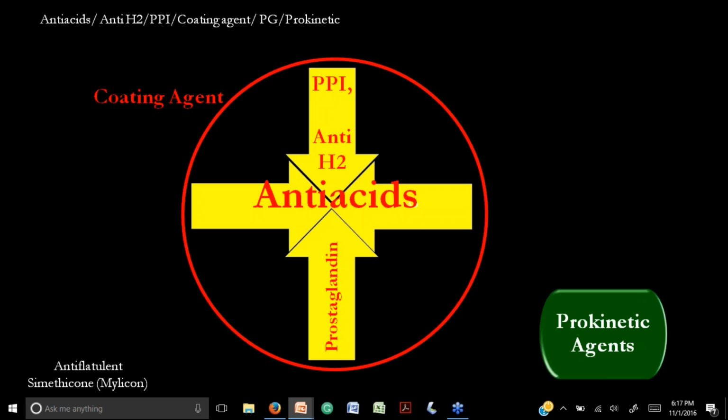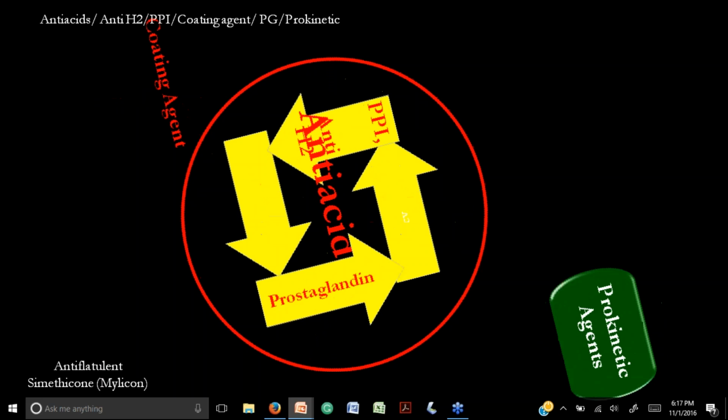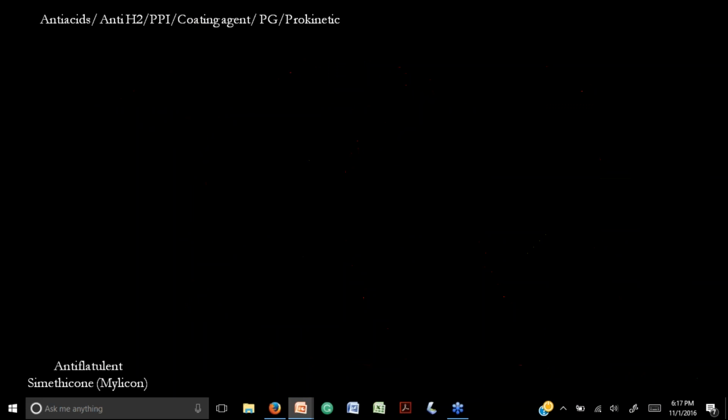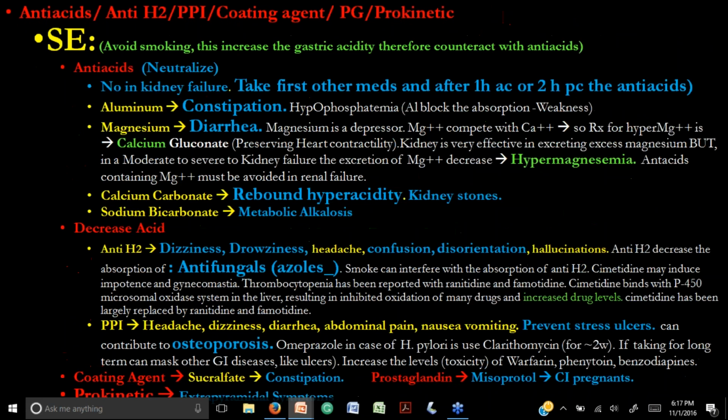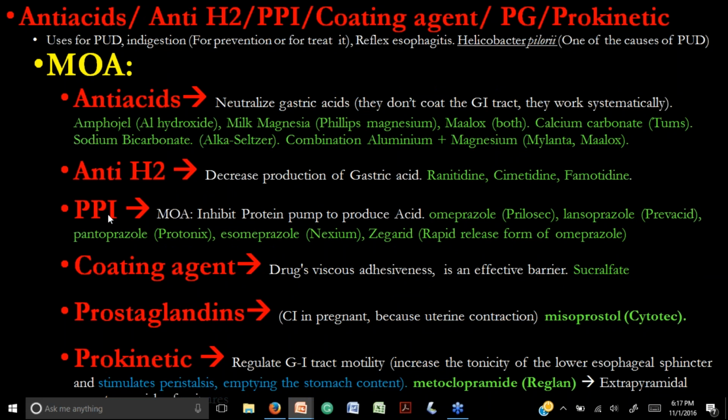And then we have the prokinetics. The prokinetic is metoclopramide, which accelerates the evacuation of food from the stomach. Okay, so let's keep going. If there are any questions, please, I'm checking the question label on the screen. Okay, so just get familiar with the names.